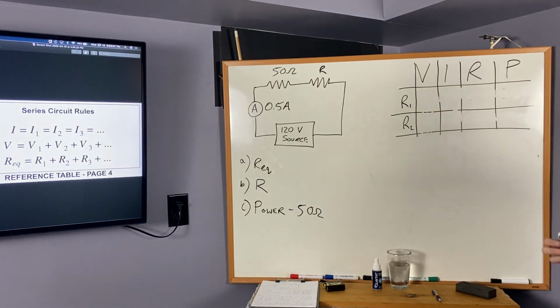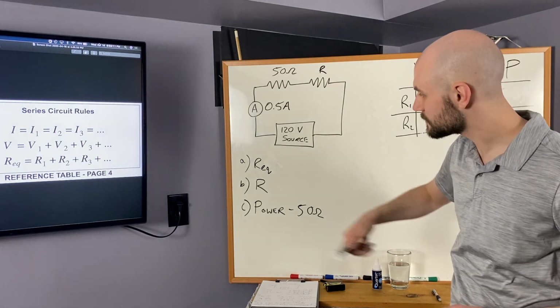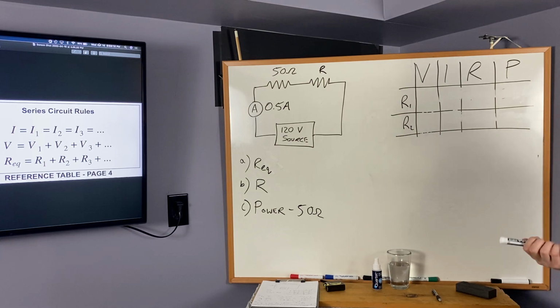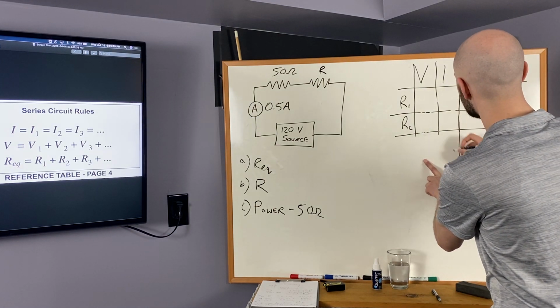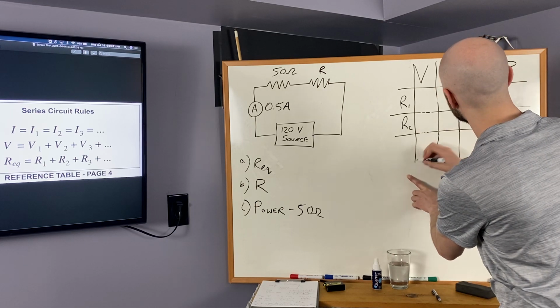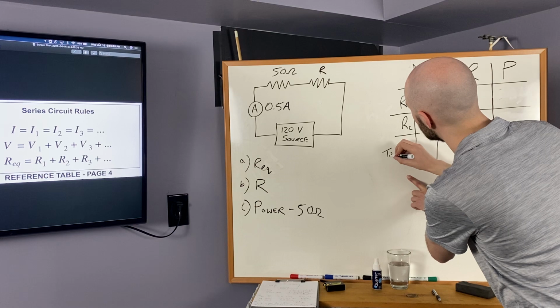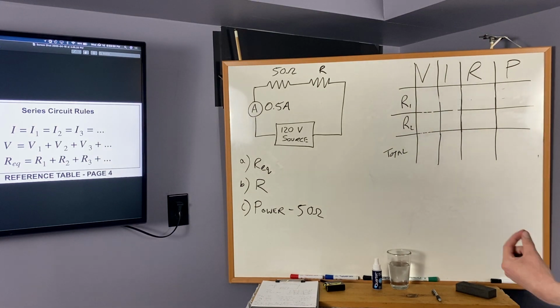Okay. So circuit is given, all these specifications. We want to find the equivalent resistance, this resistor, the total power. So you build your VIR table. Here we have 2 resistors in series. So we don't need an R3 row. All we need is this total row. We have R1, we have R2, and we have the total.